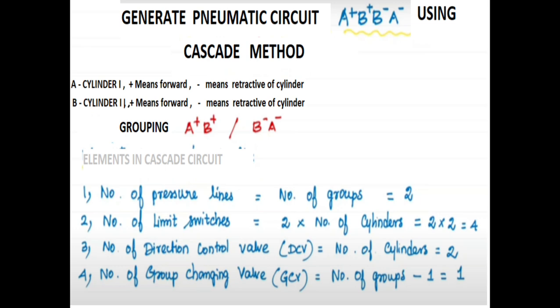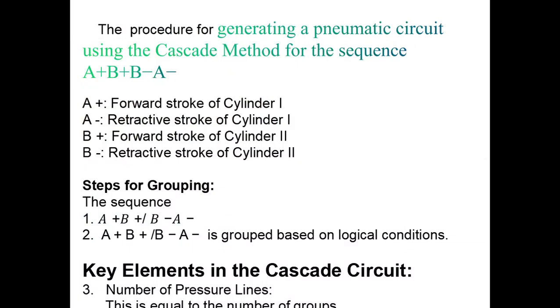The number of direction control valves is equal to the number of cylinders, which is 2. The number of group changing valves is the number of groups minus 1. So like this we can represent the sequence of operations. The same thing is explained here. A plus is the forward stroke and A minus the retractive condition, and then I have written the sequence of stages A plus B plus, B minus A minus, and we can write the groups based on the logical condition, where the same letters are coming, B plus and B minus. So the changeover we can make as the changeover mode and all. So that can be done.